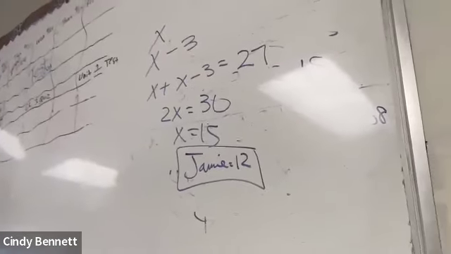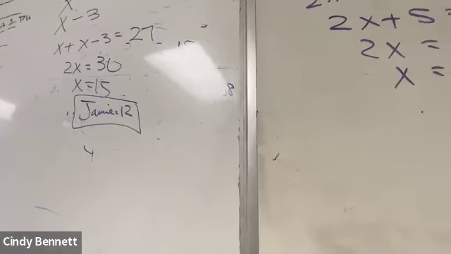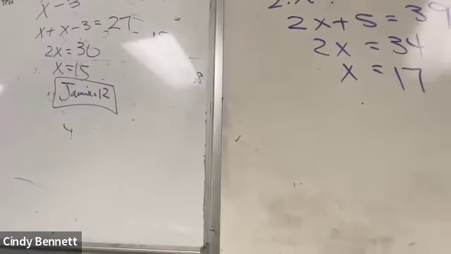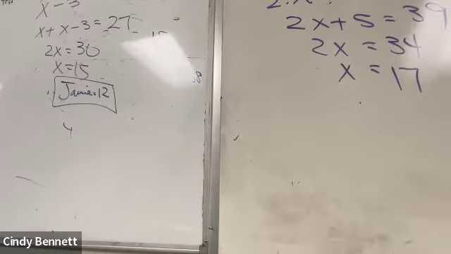Okay, then we have Joey's age is 4 more than 1/3 the age of his grandmother. If the sum of their ages is 100, how old is Joey? So Joey's age is 4 more than 1/3 the age of his grandmother. His grandmother is G. The sum of their ages is 100. Okay, so that would be your problem. 4 plus 1/3 G plus G equals 100.